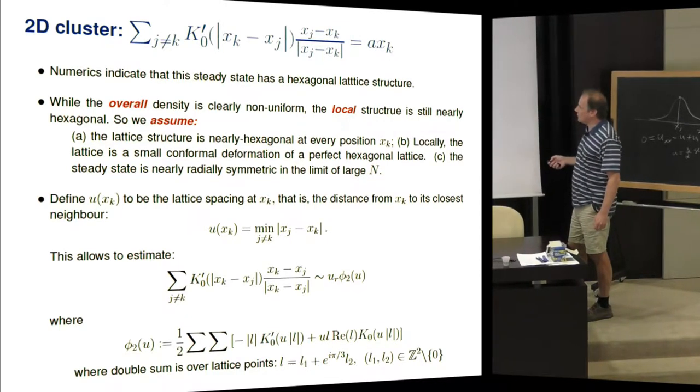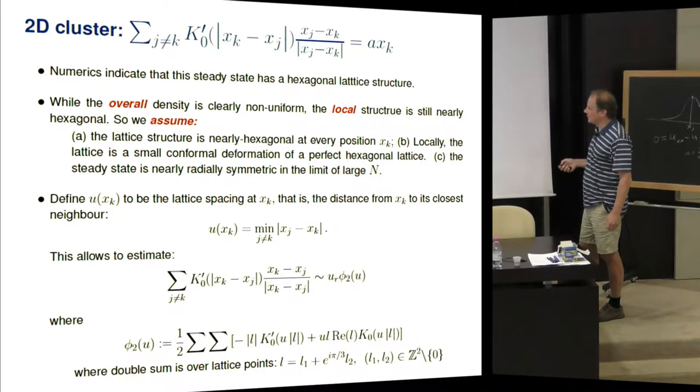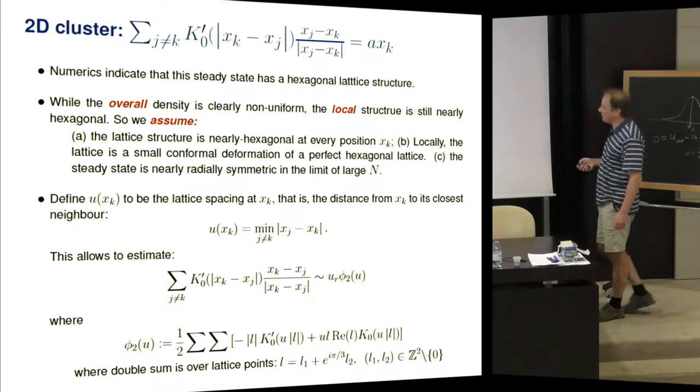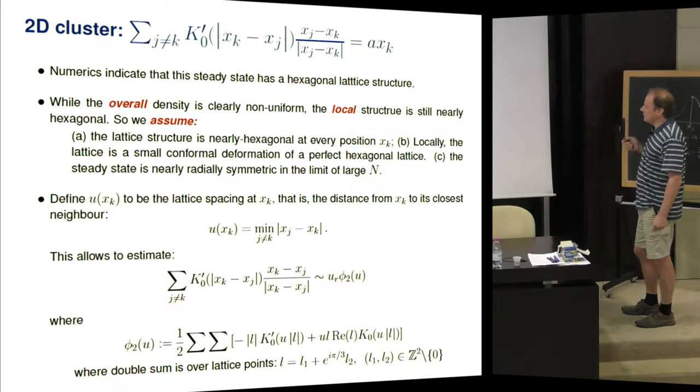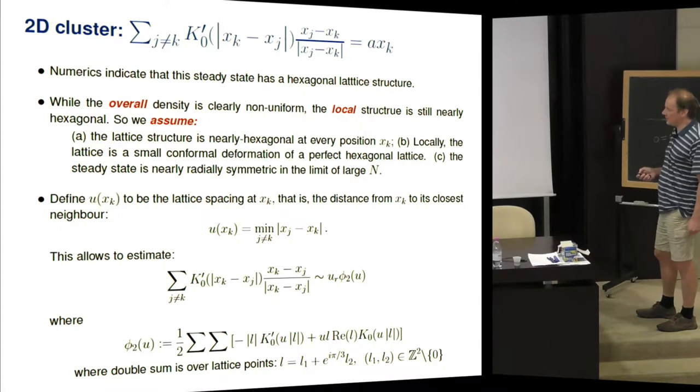Again, we'll look at u of x to be the minimal distance to our neighbor at any point x_k. And then we can estimate the sum in terms of this function phi 2, which is a sum over a hexagonal lattice. This calculation is similar to what I've shown in 1D, except that you need to do this in two dimensions. Locally you get a hexagonal lattice, so you sum up over all the hexagonal lattice points. This is now a double sum, and the parameter L is L1 plus e to the i pi over 3 times L2, where L1 and L2 are integers. So this is a sum over all the lattice points.